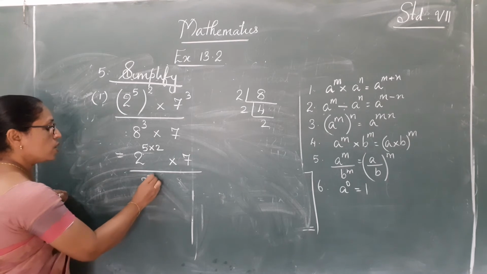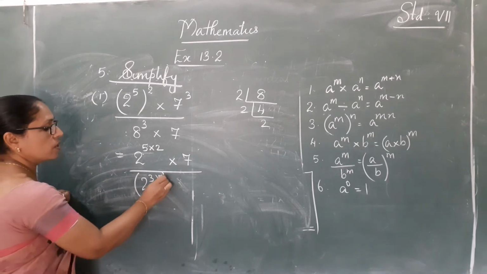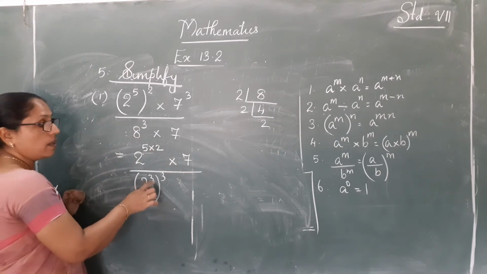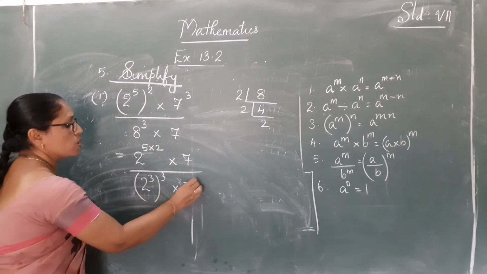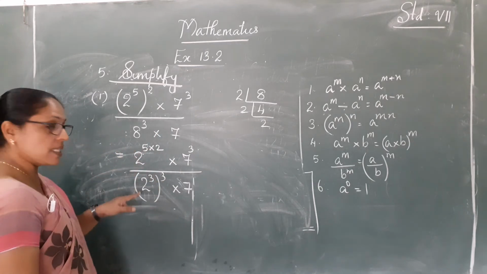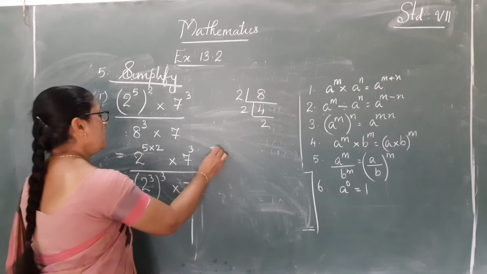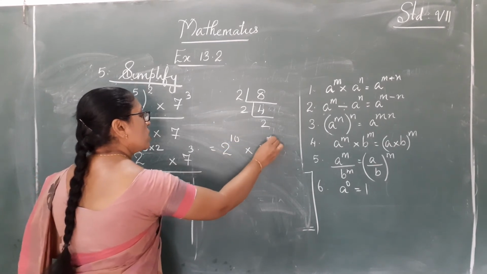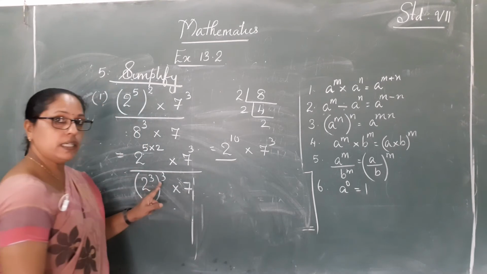So 2 raised to 3, the whole raised to 3. This 3 is this outside one. 8 is 2 raised to 3, into 7 raised to 1. This is 7 raised to 3. See, in this way now we can see the base is becoming equal. So we get 2 raised to 10 into 7 raised to 3 by here double power.